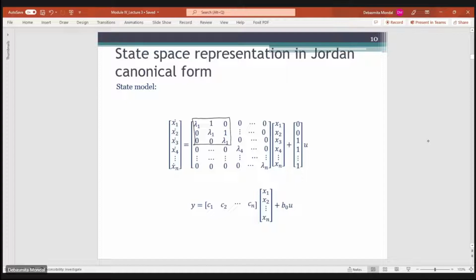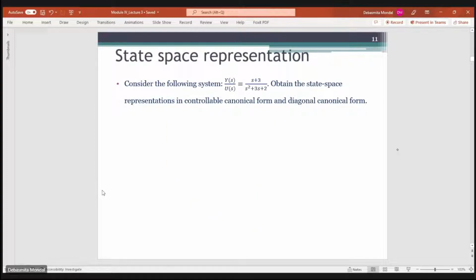This type of expression is known as the Jordan canonical form. This is valid only if your system has multiple roots or multiple poles at a particular position. In that case, you can no longer represent your system in simple diagonal canonical form. You have to go for a Jordan canonical form. So you just have to remember how the expression looks. But the most important one is the diagonal canonical form.